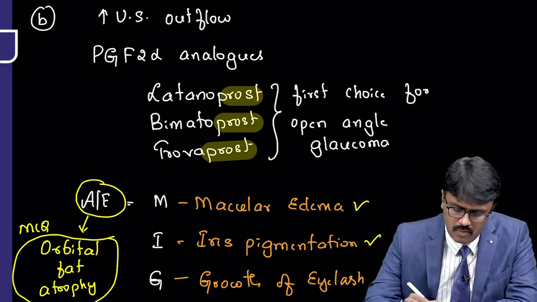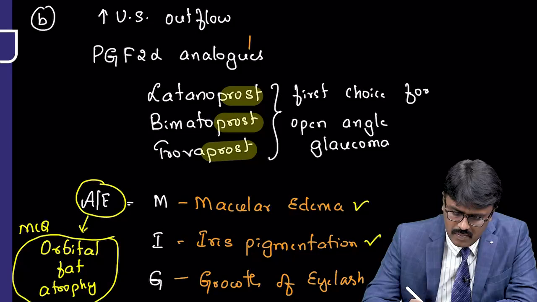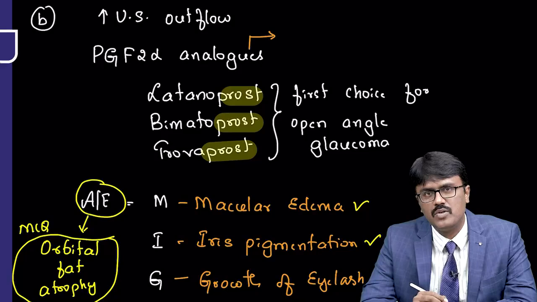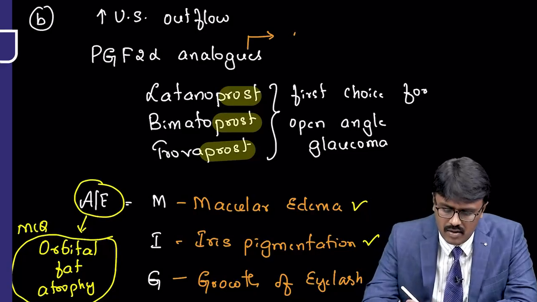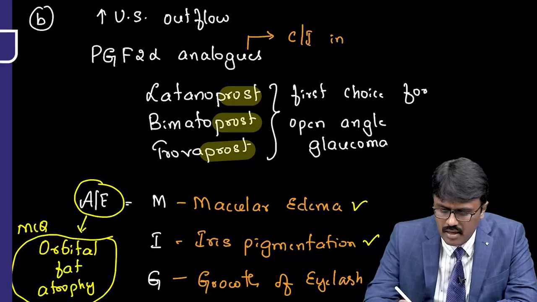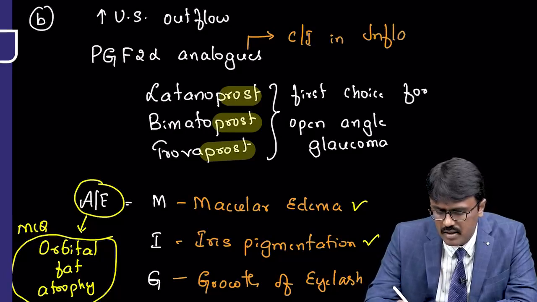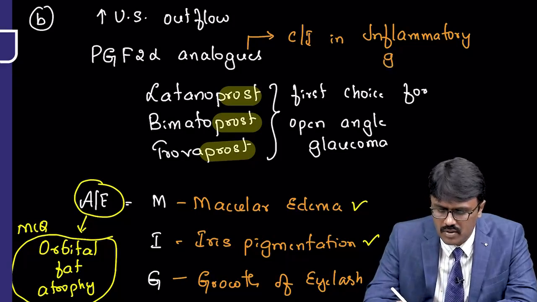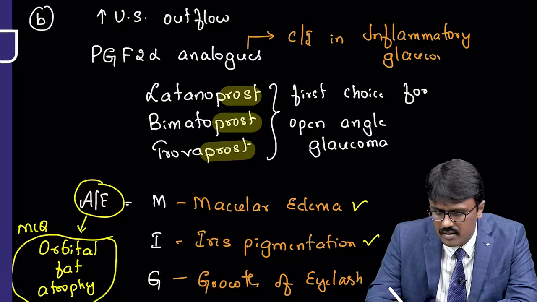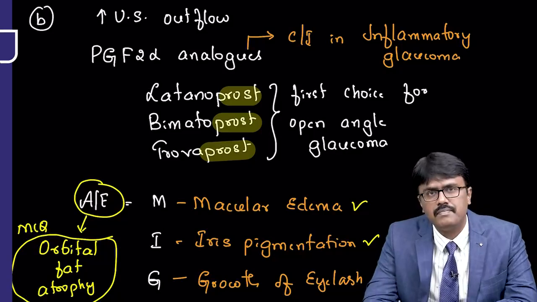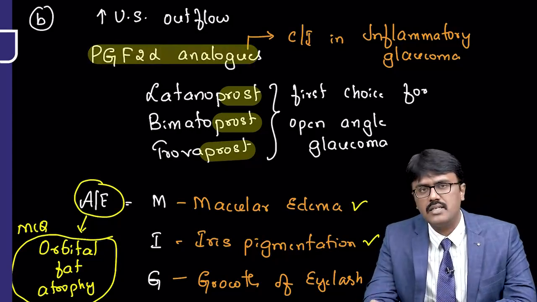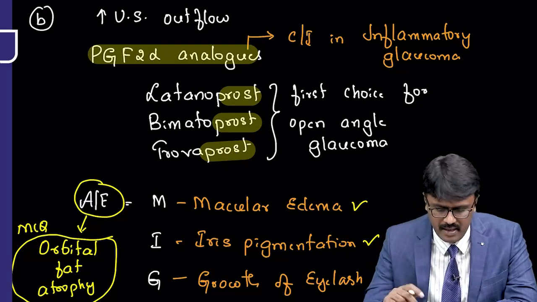Now please understand one important aspect. Prostaglandins are inflammatory mediators, so they can cause inflammation. That's the reason they are contraindicated in inflammatory glaucomas. If there is any inflammation and glaucoma, for example, anterior uveitis with glaucoma, we don't use them because they themselves can increase it. So they are PGF2 alpha. Their main action is to increase uveoscleral outflow.